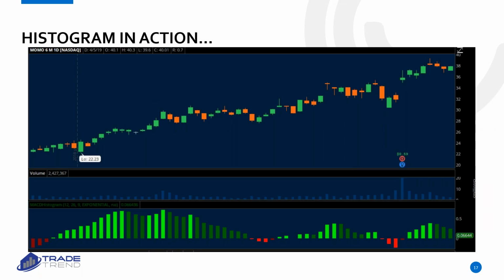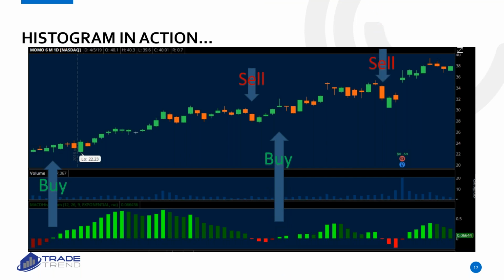Okay, so this is a chart of stock Momo, ticker MOMO. And look what happens when the histogram goes from red to green. It tells us to buy, and there's the momentum shift. The trend is now going to go up. And then when it goes from green to red, we sell. Look at that nice move we would have caught. And then it goes from red to green again. We can buy into the market, and Momo continues to go up.